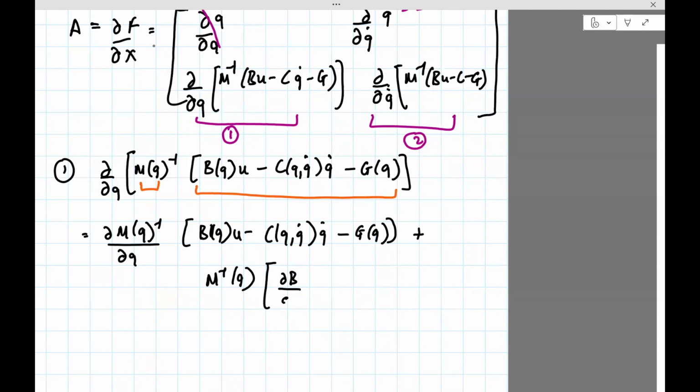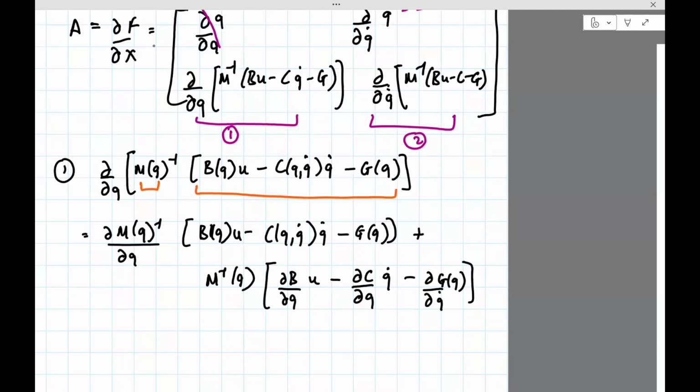dB dq times u minus dc dq times this q dot. Well, the q dot is a constant, right? Because we're taking the derivative with respect to q. And then dg dq. Now g is a function of q.